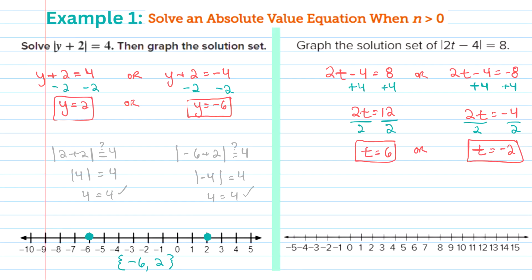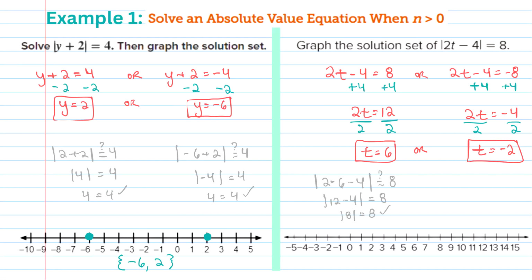Again, we can check our solution just to make sure that this does actually check out, by taking what we found for each of our variables and plugging it back into the original equation. So we're going to have the absolute value of 2 times 6 minus 4. Again, we're asking ourselves, does that equal 8? So we have the absolute value of 12 minus 4, and so we get the absolute value of 8. And we know that that's going to be true, right? The absolute value of 8 is 8.